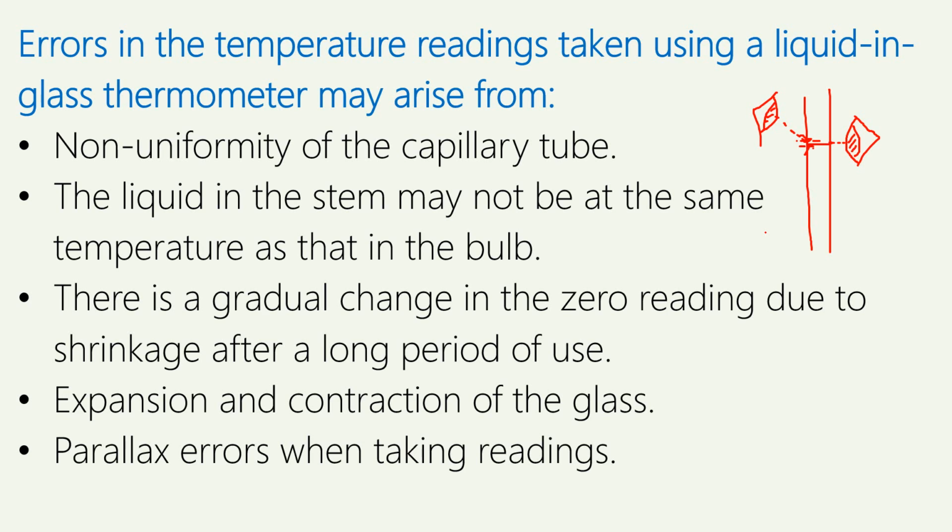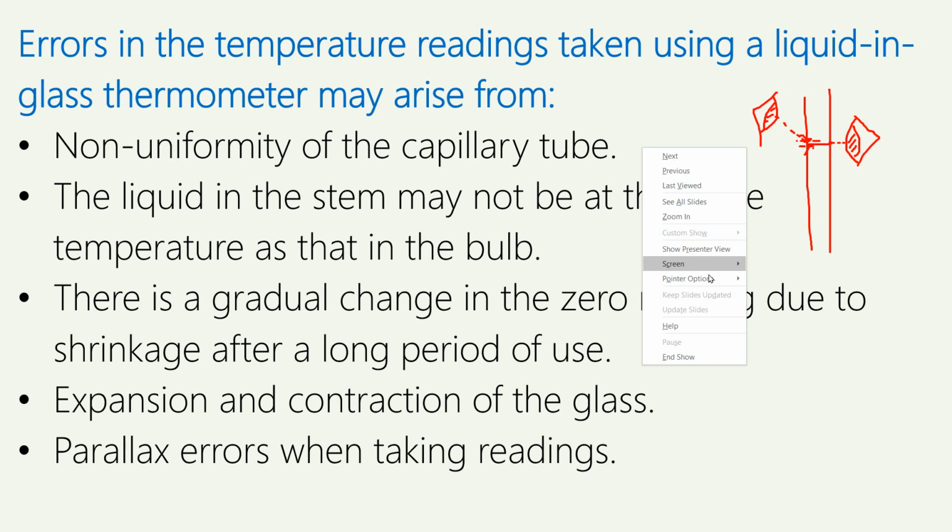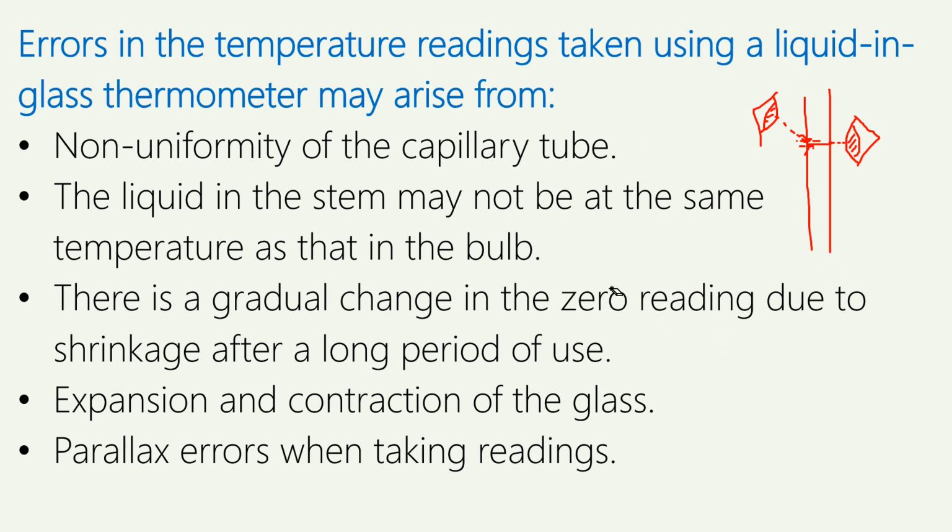Parallax errors. Parallax is defined as the relative movement of two objects due to the movement of the observer. All right.